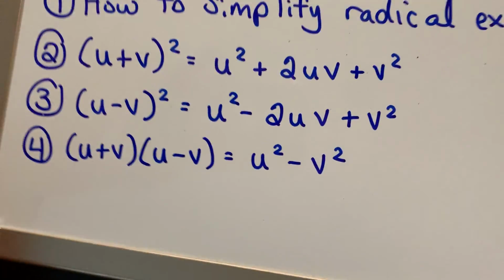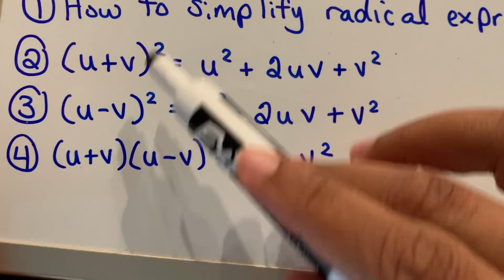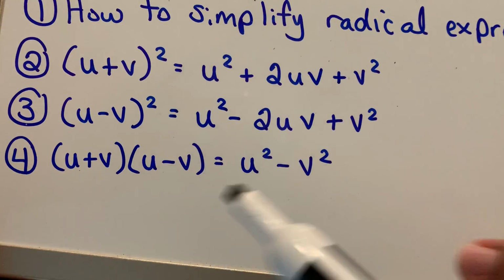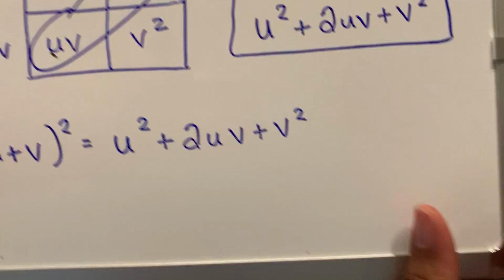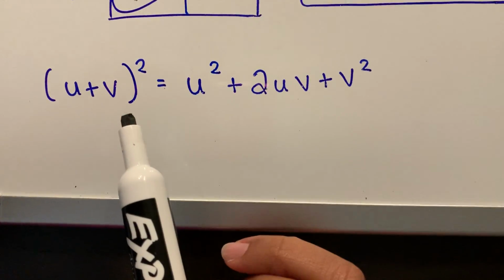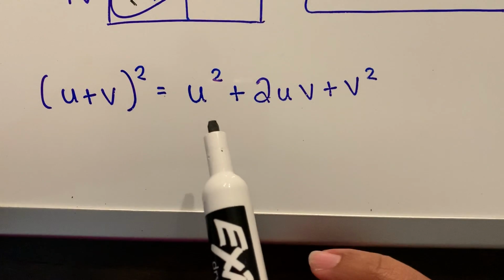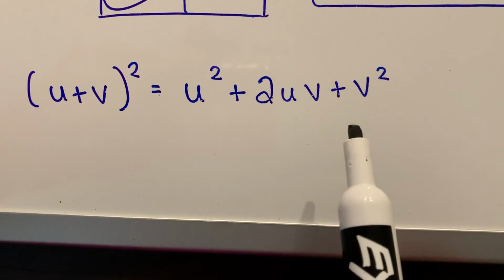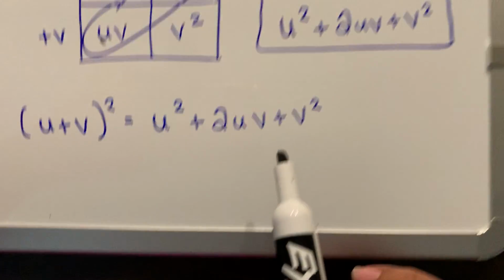All right, there are 3 identities, as I said before, that you need to understand. These 3 right here, and I'm about to go over those now, okay? So, (u + v)² = u² + 2uv + v². So where does that come from?